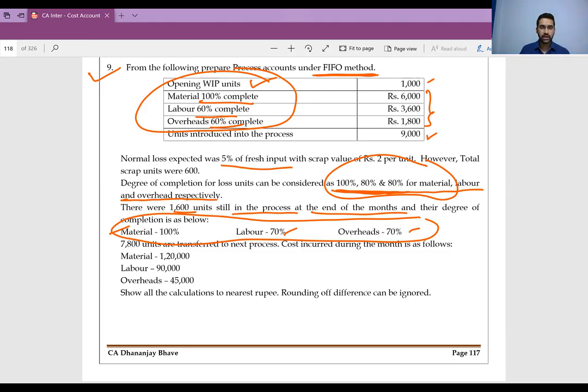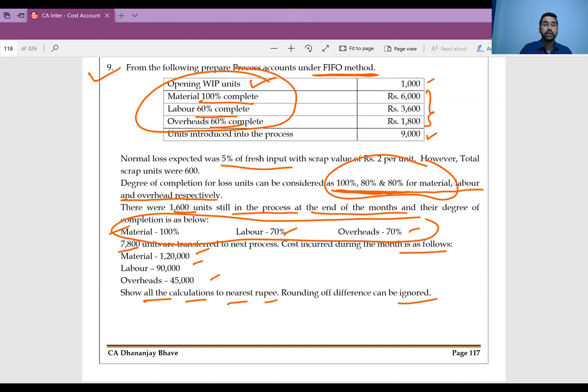7,800 units are transferred to the next process. Okay. We are under FIFO method. That means the 7,800 should be bifurcated. Remember? Yeah. Material cost given, cost incurred for the month: material, labor, and overhead. Show all the calculations to the nearest rupee. Rounding of differences can be ignored.